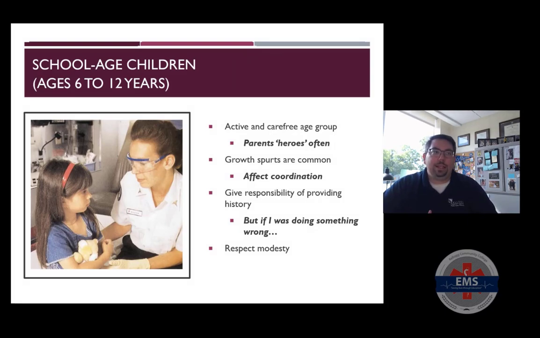6 to 12 year olds, they are active and carefree. They are having a great time. They're living the life. Their parents are often their hero. They're going to go through growth spurts, which leads to major issues with their coordination abilities. And so that means they're more prone to accidents.